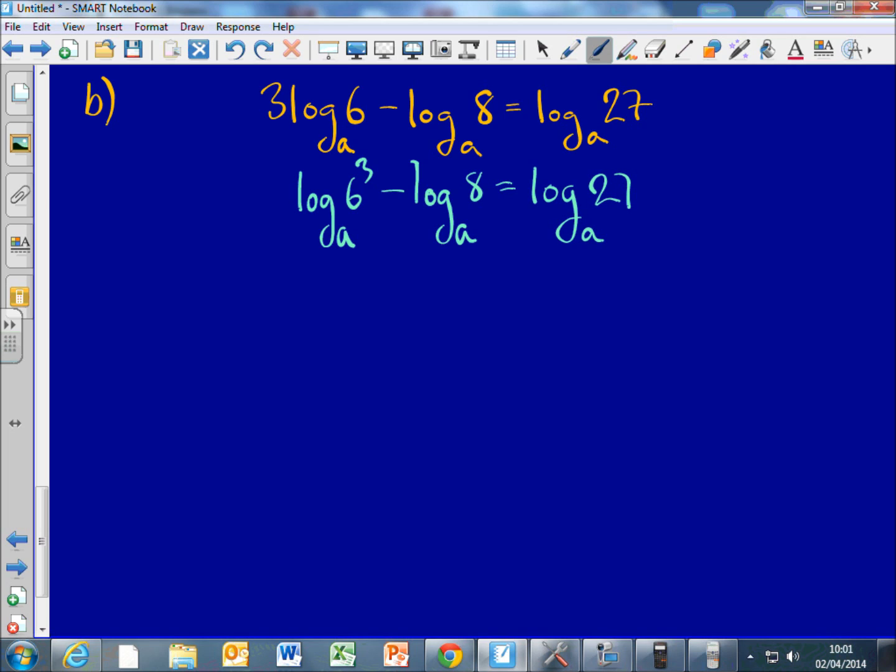I think there's a quicker way of doing this, you know, Matty. 6 cubed minus 8 isn't 27. Yeah, but 6 cubed divided by log 8. I think there's a better way of doing this one. Do you want to carry on through it or not? Oh, this is okay, really. So what's the next step?